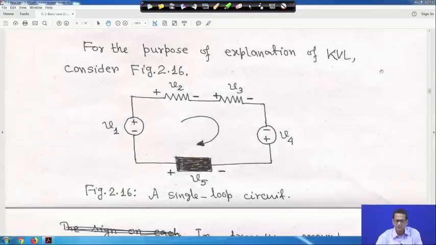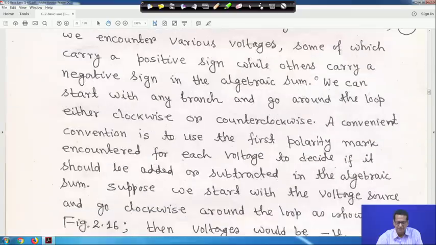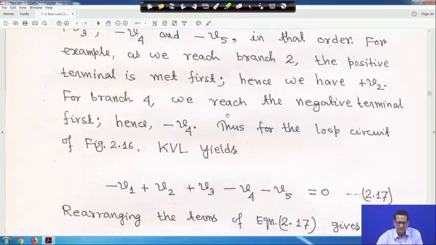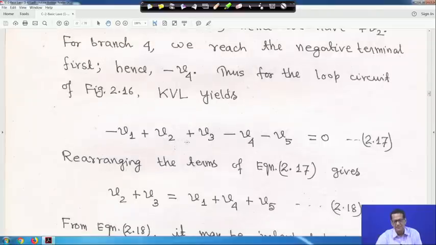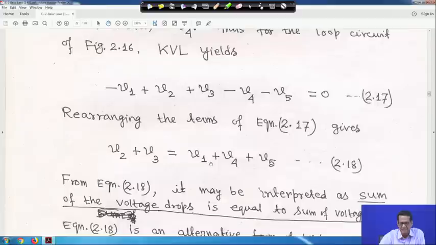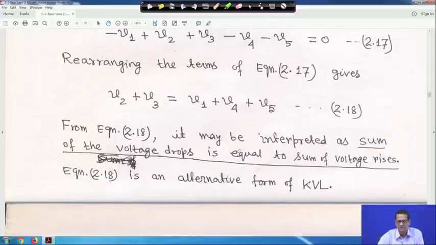Right. So, the same thing I have written here for you, all this write-up is there. That minus V1 plus V2 plus V3, what I have written here, is equal to 17, or rearranging the terms, V2 plus V3 is equal to V1 plus V4 plus V5. That is equation 18, which may be interpreted as the sum of the voltage drops is equal to the sum of the voltage rises.